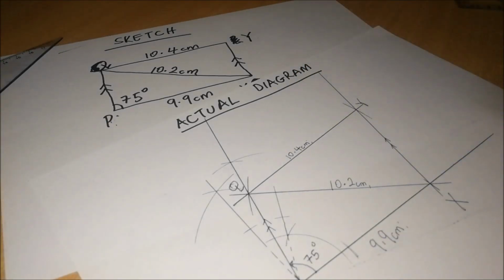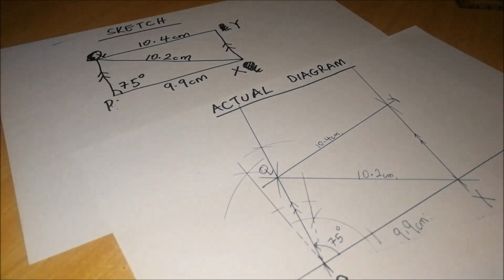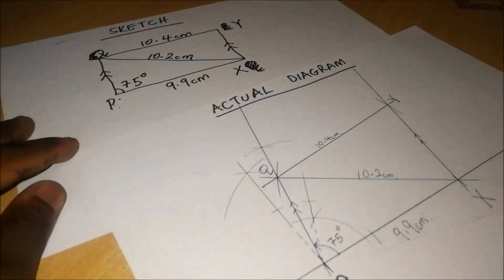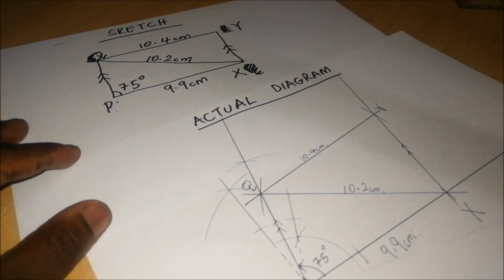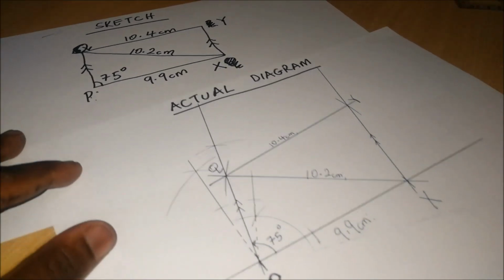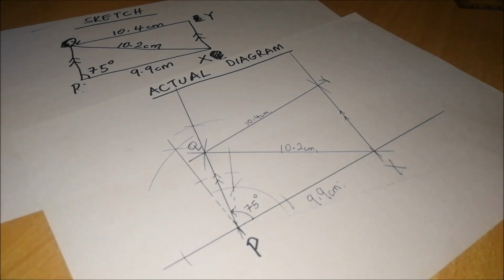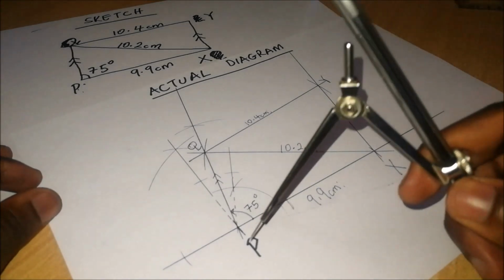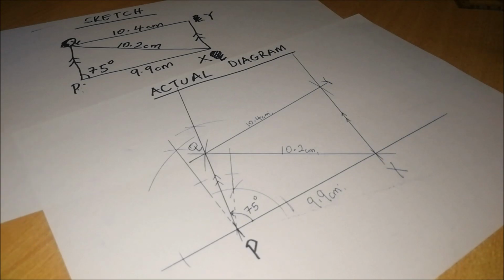It's important that you keep labeling those things, the points and the lengths. So yeah, we have constructed this. This is the sketch. This is the actual diagram. We have used the sketch to help us construct the actual diagram. And we are done with the actual diagram. That is quadrilateral, a four-sided figure, quadrilateral PXYQ.